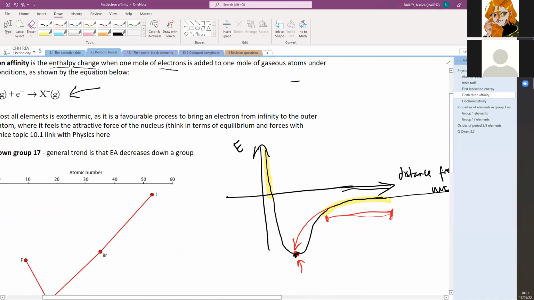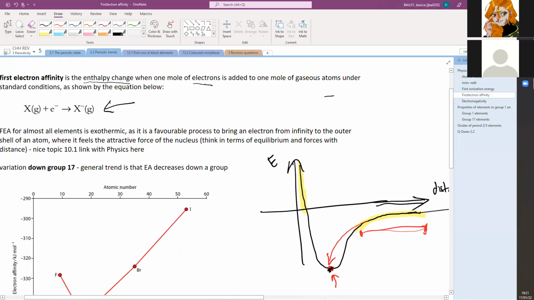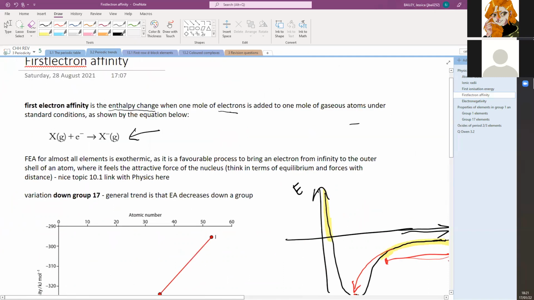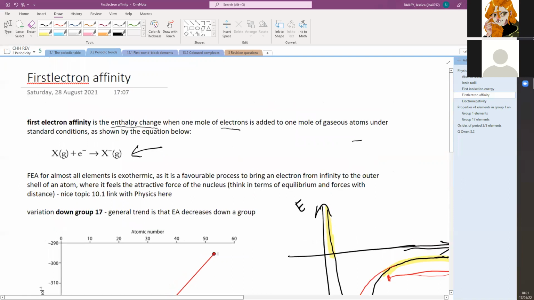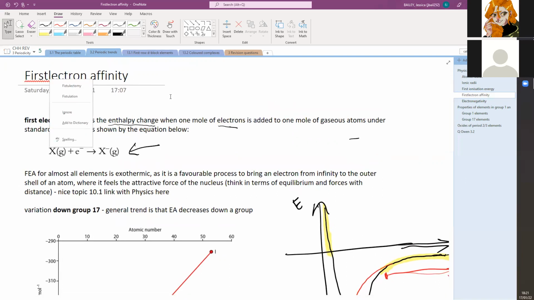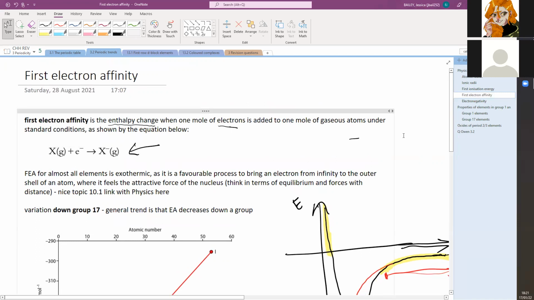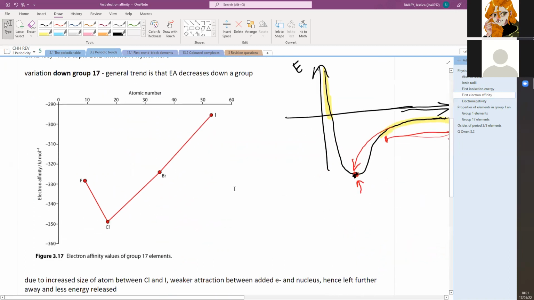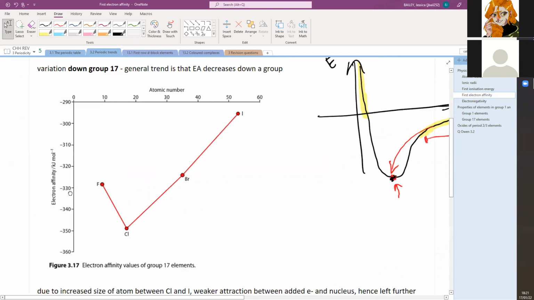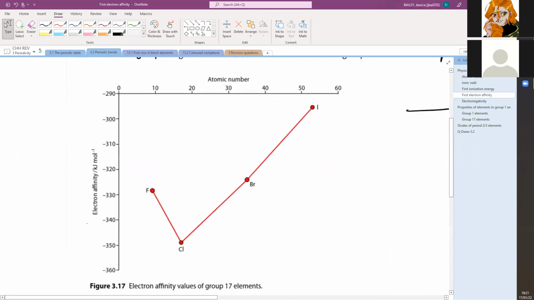I can't recall them ever actually asking the reason behind why first electron affinity is usually exothermic. I don't recall them ever asking to explain it like that in an exam. So if you can't be bothered with the explanation, just remember this statement: they're almost always exothermic.